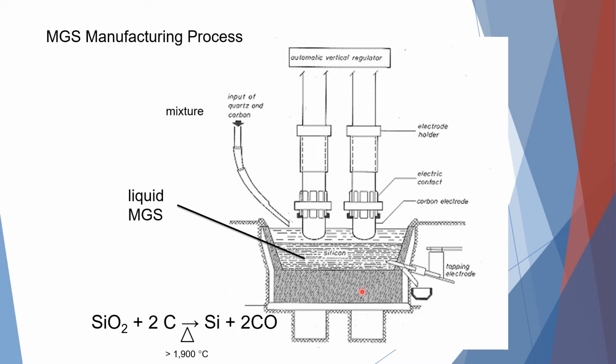Here you will see the automatic vertical regulator, and then there will be the input of the quartz and carbon into the furnace here, and then it will be heated. When everything is already melted, the silicon will be on the bottom here, and then it will go out through this outlet.